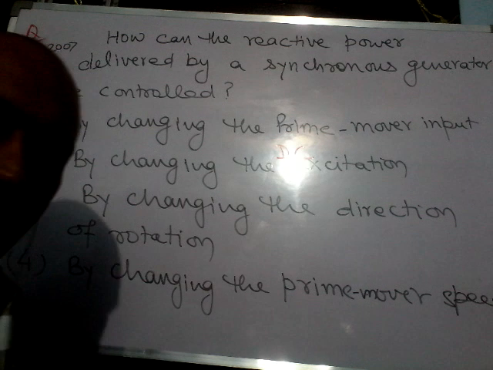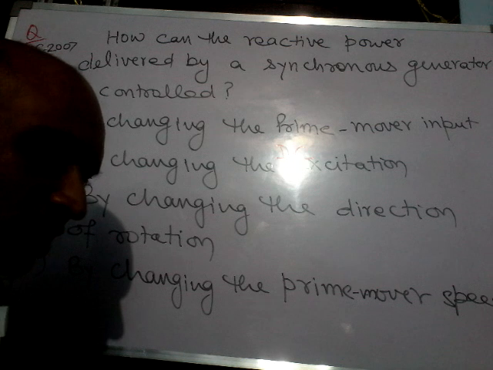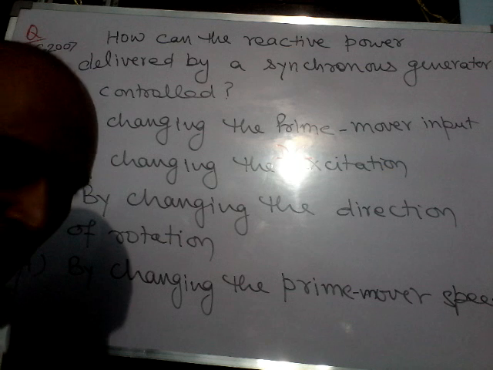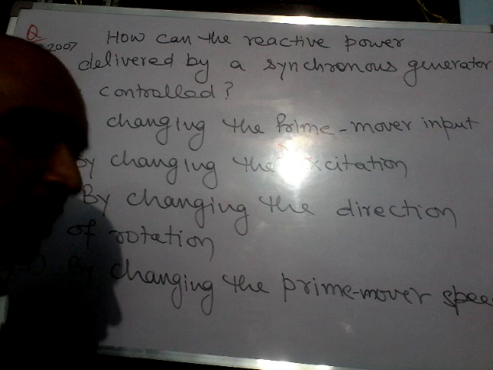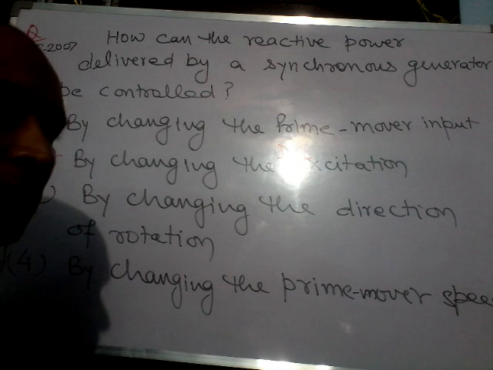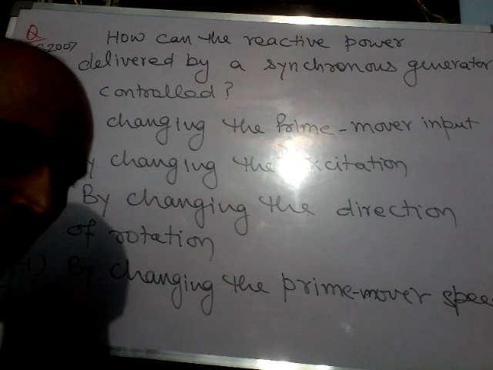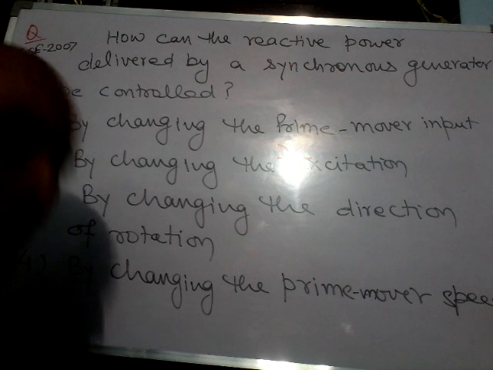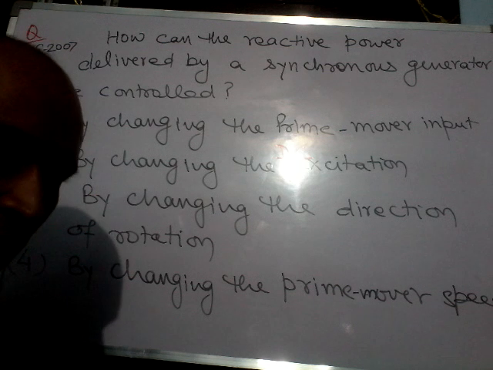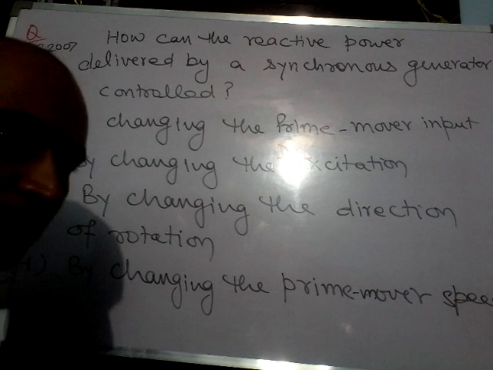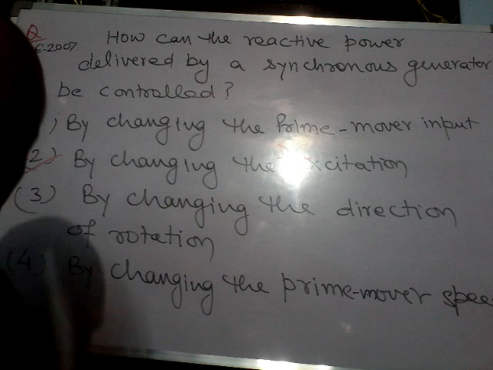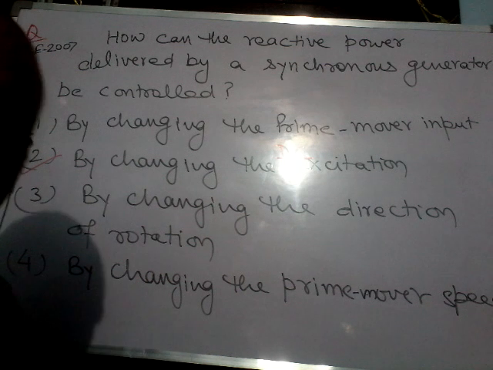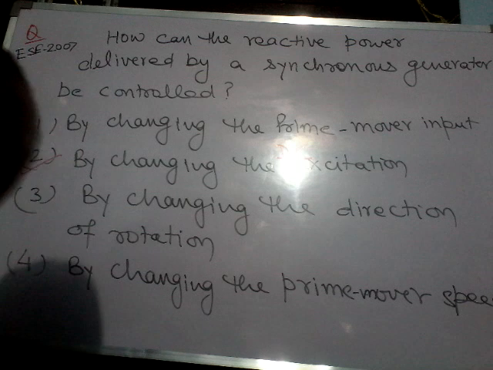What is the meaning of DC excitation? In the synchronous generator there is a rotor winding. In the rotor winding of a synchronous generator or synchronous motor, DC current flows. If DC current is high, we say high excitation. If DC current is low, we say low excitation.